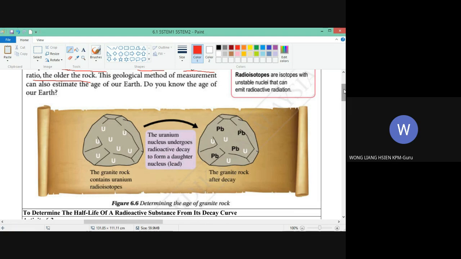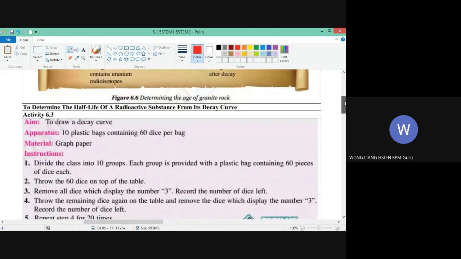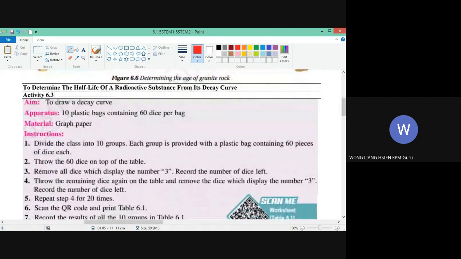Alright, so next, we determine the half-life of a radioactive substance from its decay curve. So we want to learn about the decay curve.